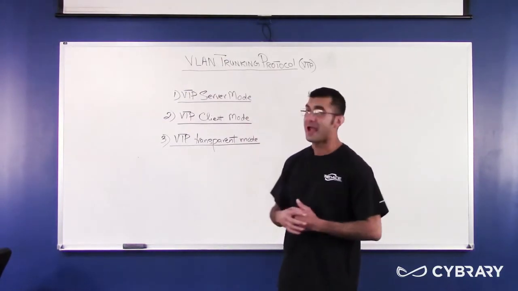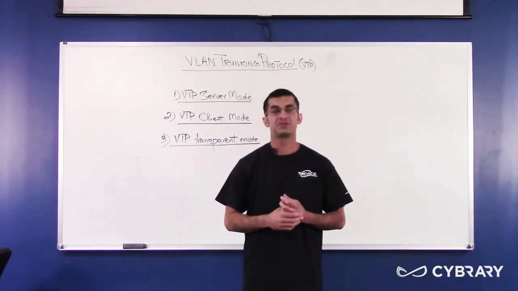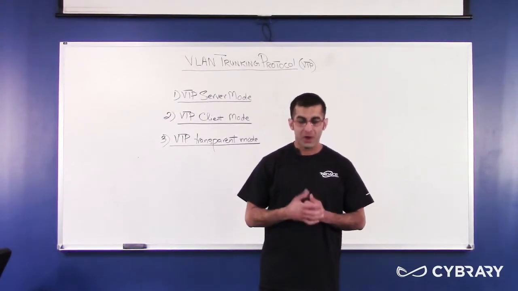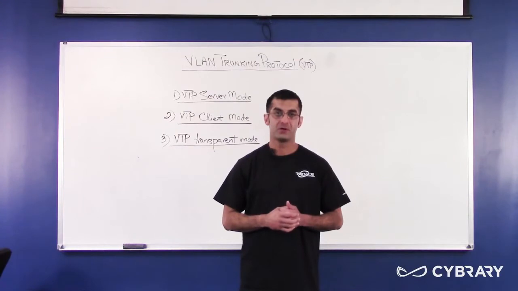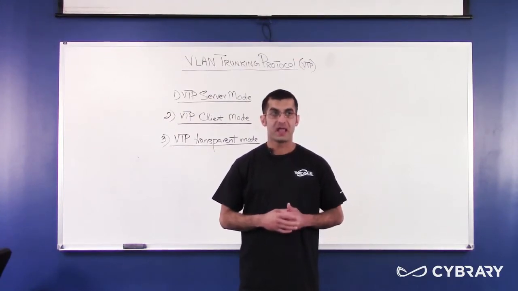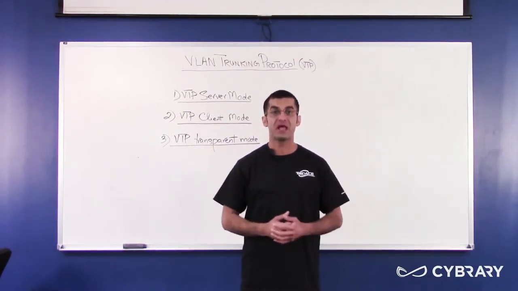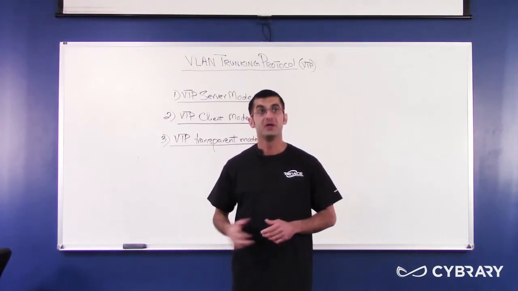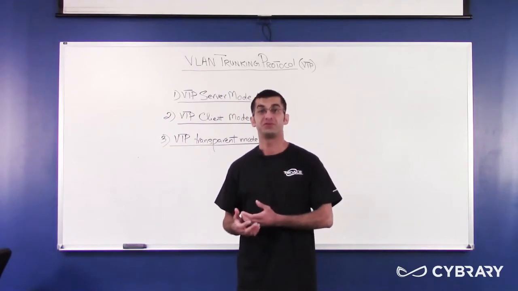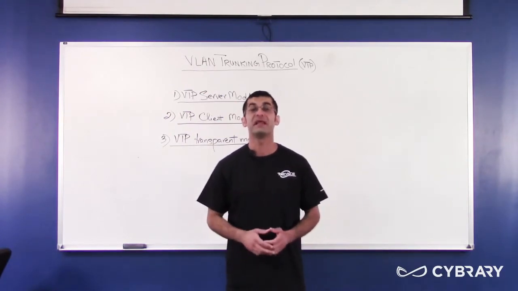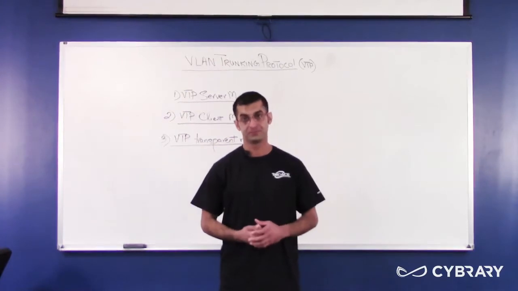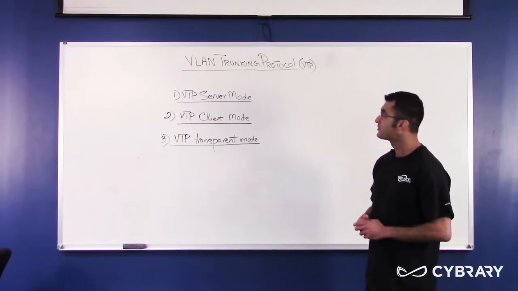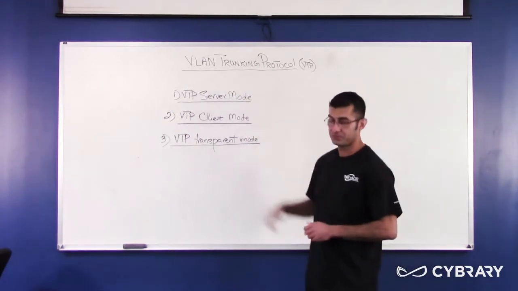VLAN Trunking Protocol actually employs a server-client mechanism. If you make one switch the VTP server, or VLAN Trunking Protocol server, and the rest of your 49 switches clients, and you create VLAN 10, 20, 30, 40, and 50 on the server switch, the client switches will listen to what the server is doing and automatically create VLANs 10 through 50 for you. So, VTP operates in three modes. The first mode is your VTP server mode.